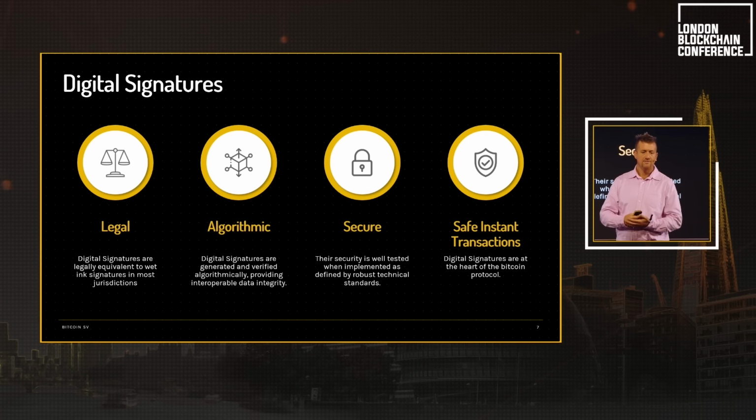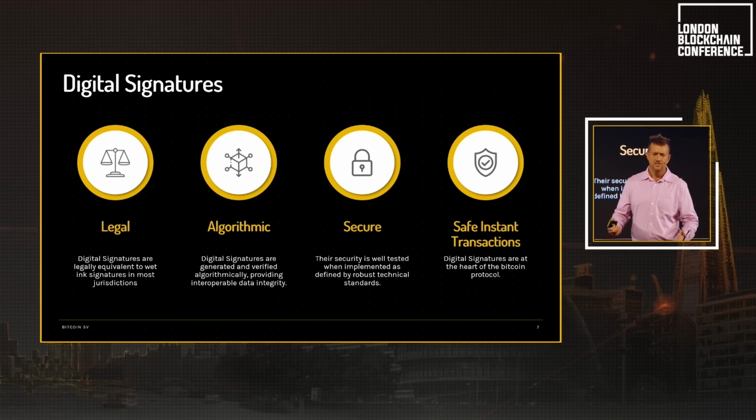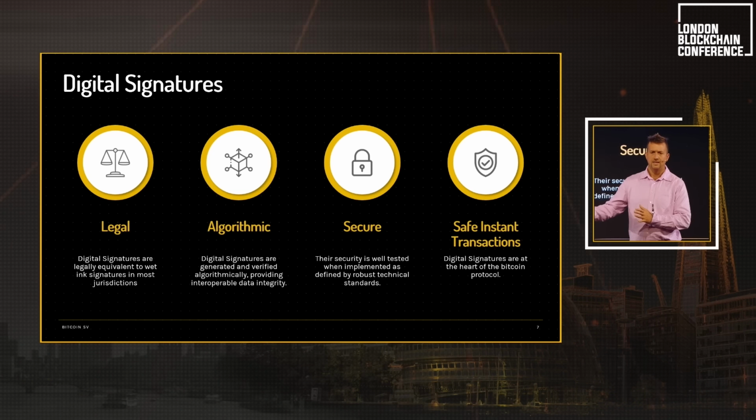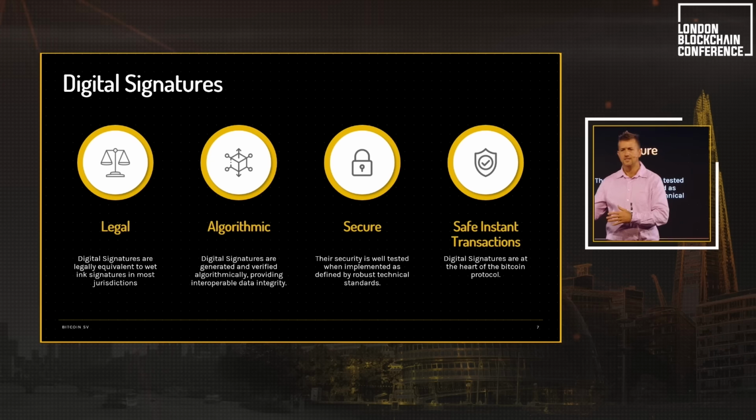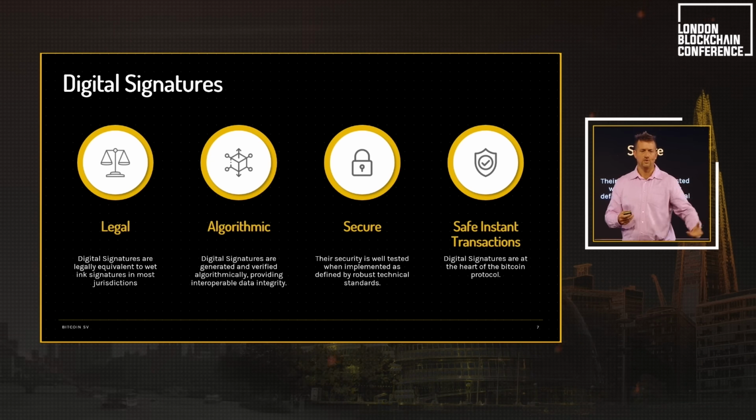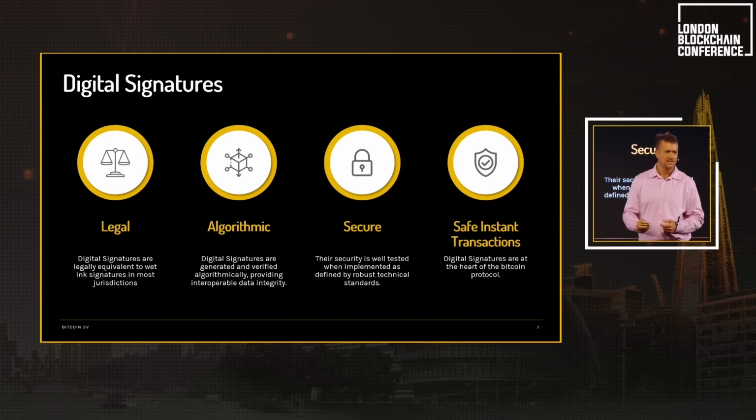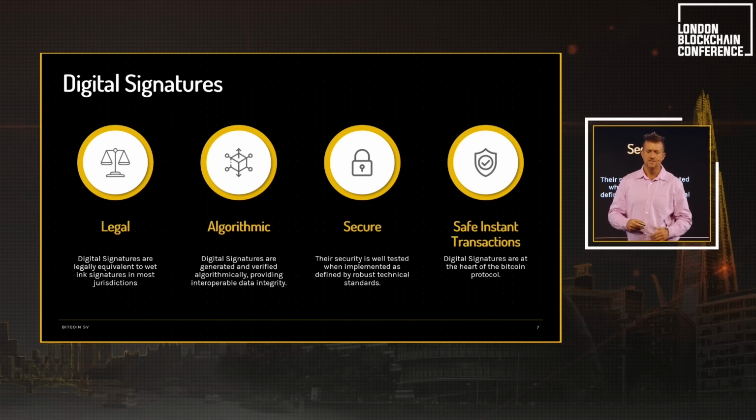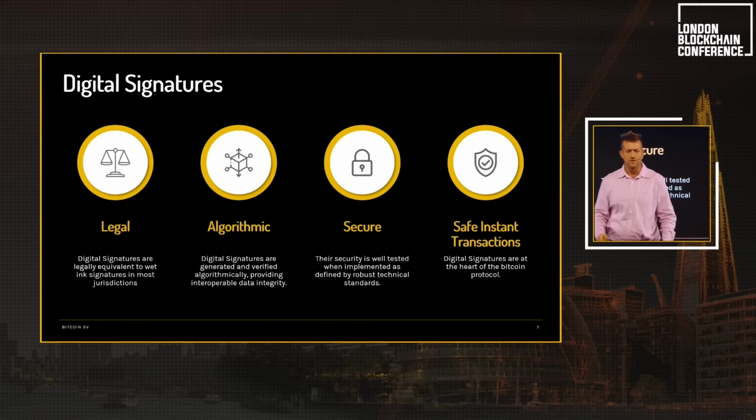When they are done properly, though, they are legal. They're a legal equivalent to a wedding signature in most jurisdictions. They're algorithmic, so we can perform them on computer systems and get numerical outputs, and they allow interoperability between systems, as you can verify and recreate these signatures in the same fashion on a different device. They're secure, and their security is well tested. They're defined by robust technical standards by bodies such as NIST and other bodies that have been set up to manage digital signatures. And they allow the safe, instant transactions that are at the heart of the Bitcoin protocol.